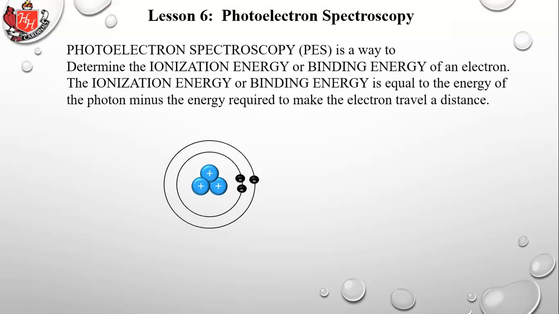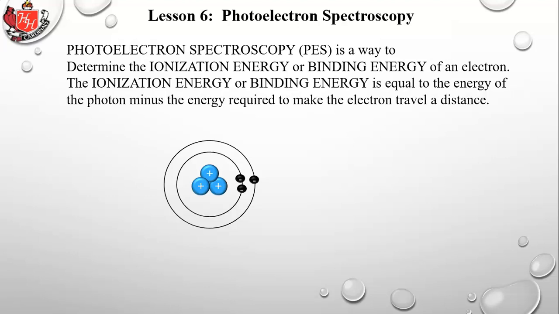Now we'll talk about photoelectron spectroscopy. Photoelectron spectroscopy, or PES, is a way to determine the ionization energy or binding energy of an electron. The ionization energy or binding energy is equal to the energy of the photon minus the energy required to make the electron travel a distance.